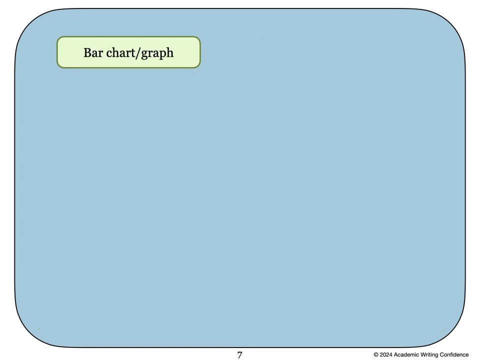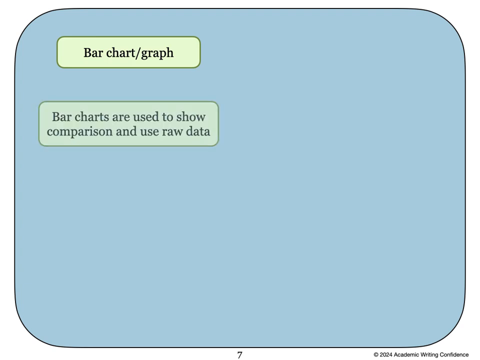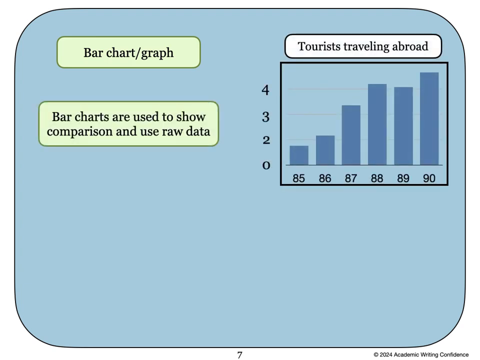Now let's look at a bar chart, or sometimes called a bar graph. Bar charts are used to show comparison and use raw data. They are similar to a line graph, but use bars instead of lines. Here is a sample description of this bar chart.